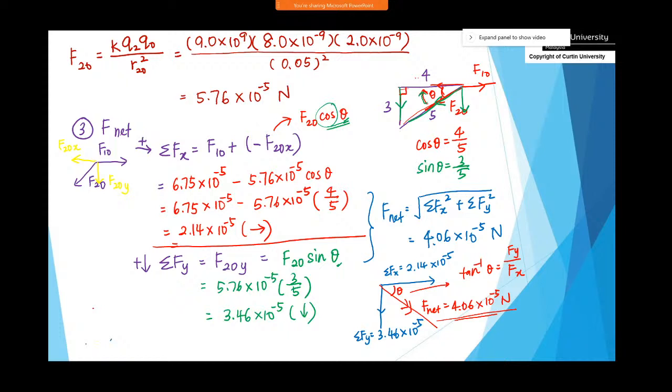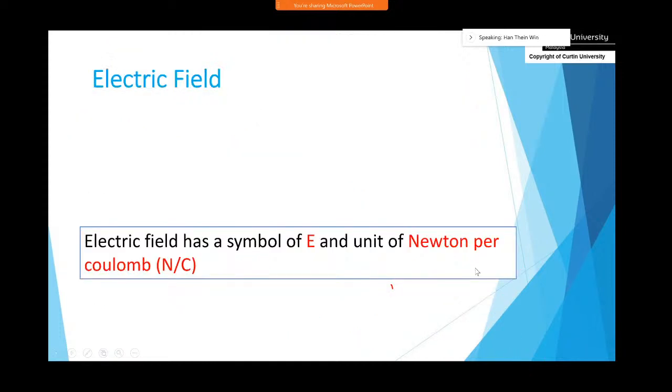So any more questions about electric force? Is it clear? No? So let's move on to electric field. Okay, so electric field is given by the symbol E, and the unit is Newton per Coulomb. Okay, Newton is force over charge.